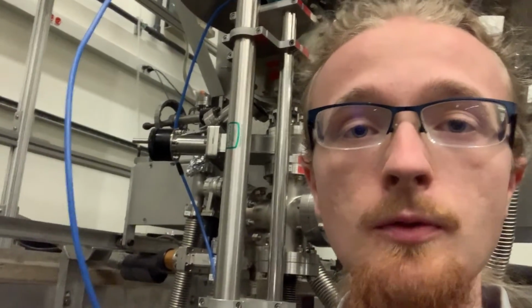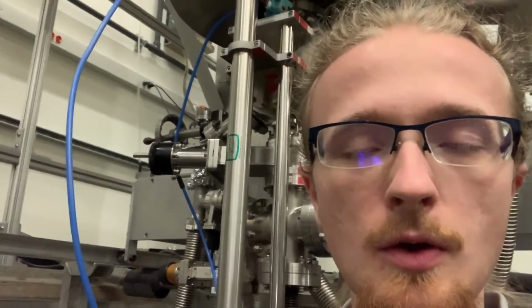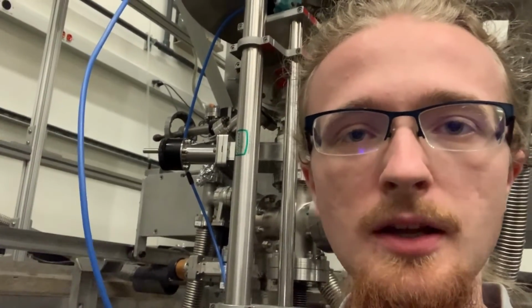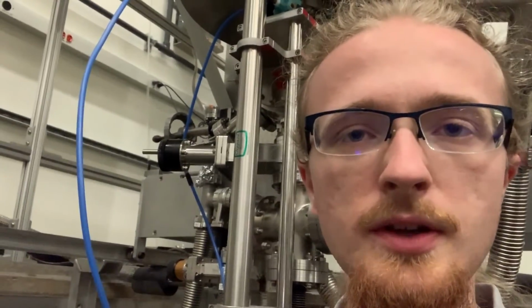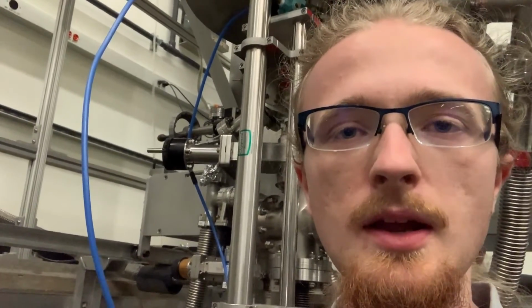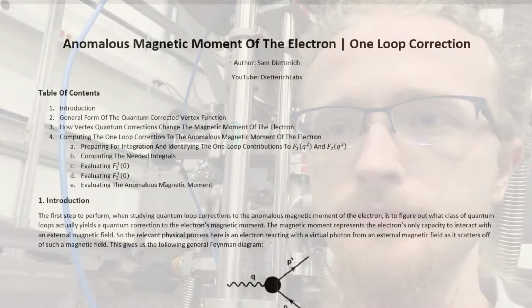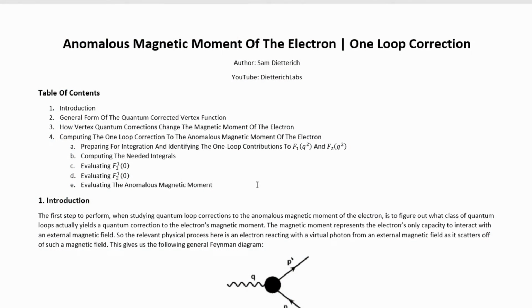In this video, however, we're not going to take it to quite that many loops. What I am going to show you is how to calculate the one-loop contribution to the anomalous magnetic moment of the electron. This is the calculation that Feynman famously got right, and also I think Julian Schwinger around the same time. Here is the table of contents describing what I'm going to be covering.